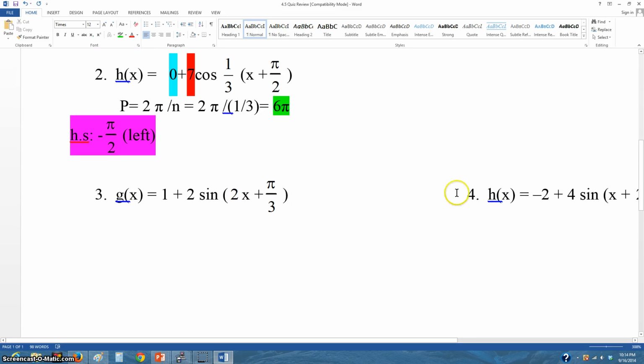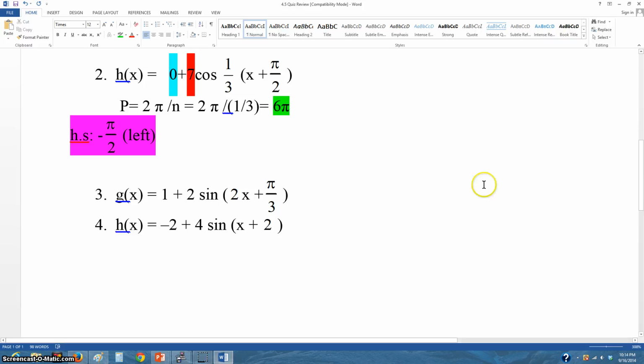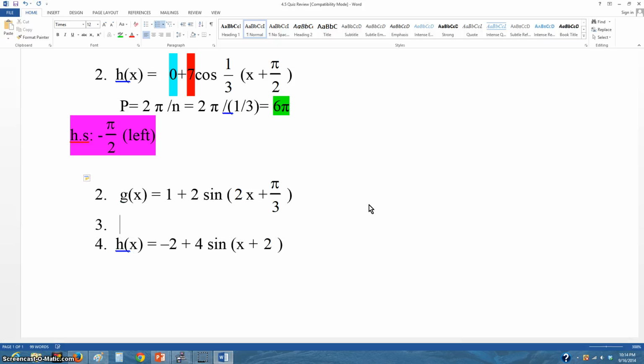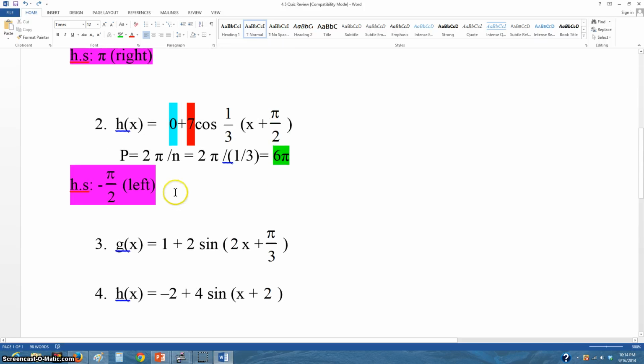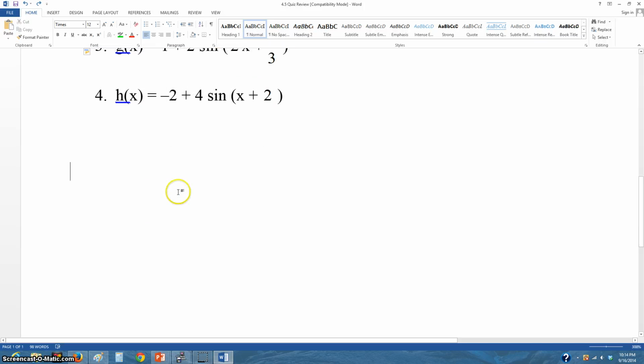Let's go ahead and do number 4 first. Okay, 4 says h of x is equal to negative 2 plus 4 sine of x plus 2. That's very simple because first of all, let's go ahead and see if x has a coefficient of 1. In this case, it does. So we're good to go.